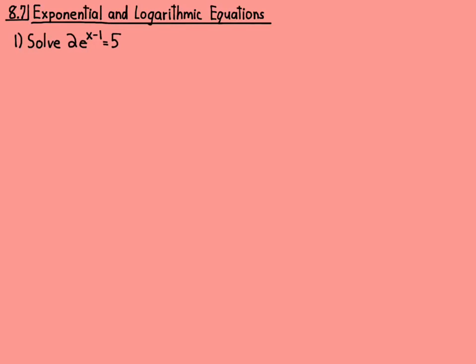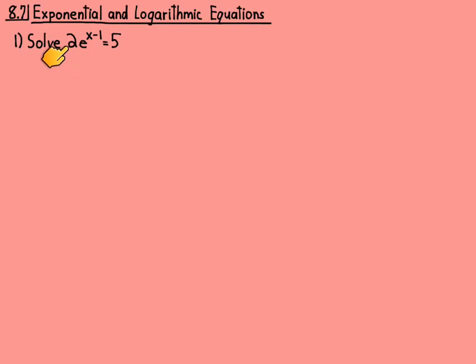So here's a simple one. Relatively, right? 2e to the x minus 1 equals 5. Now notice the variable is in the exponent. So I'm thinking to myself, I need to get the variable out of the exponent eventually. So eventually I'll have to use a logarithm because that's how you get a variable out of an exponent. And I use a log base e, in other words, ln, natural log, because this is an exponential function base e. But first, this 2 is in the way.